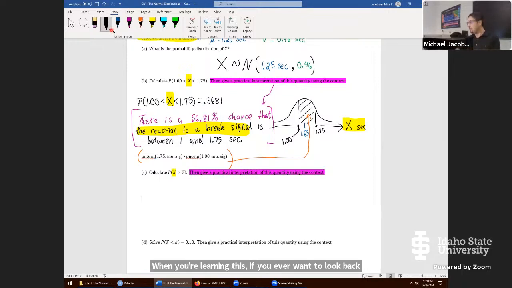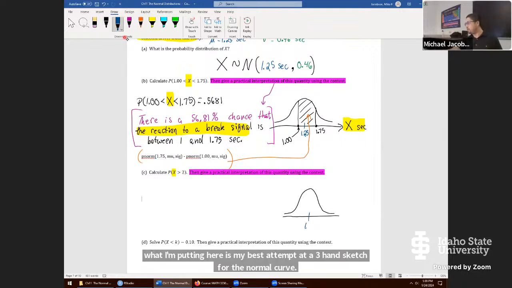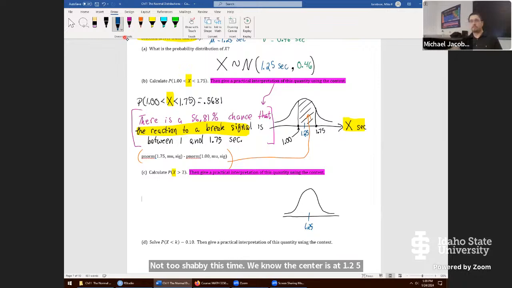and returned to help out with other things, it might not be a bad idea to add just a little bit more detail. So what I'm putting here is my best attempt at a freehand sketch for the normal curve. Not too shabby this time. We know the center is at 1.25, so that's the mean mu for the population. We're asked to do this, probability X bigger than 2, or find this probability, which is in turn finding an area. I'll leave it blank here for the moment.